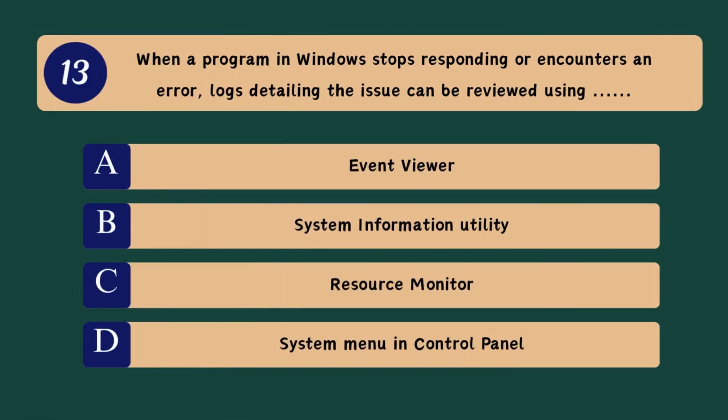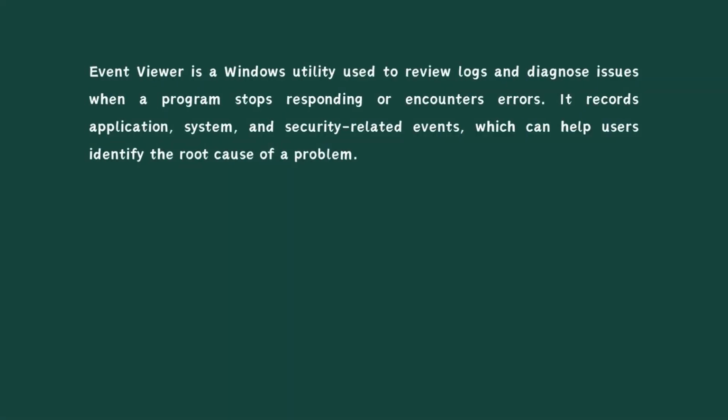Question 13. When a program in Windows stops responding or encounters an error, logs detailing the issue can be reviewed using. Correct answer. A. Event Viewer. Event Viewer is a Windows utility used to review logs and diagnose issues when a program stops responding or encounters errors. It records application, system, and security-related events, which can help users identify the root cause of a problem.